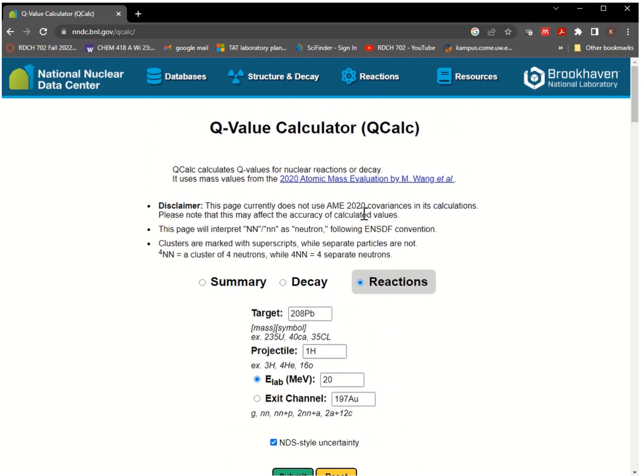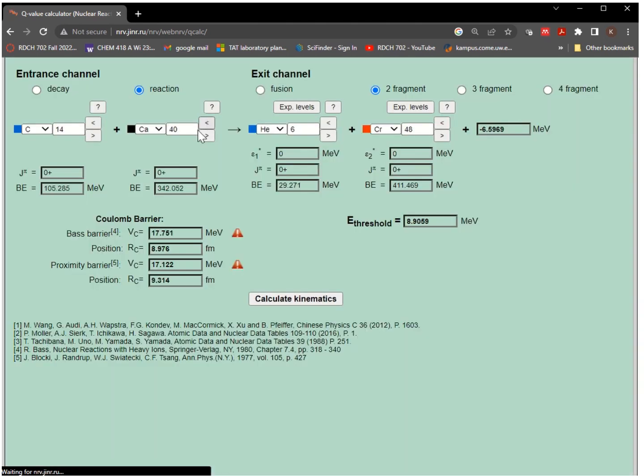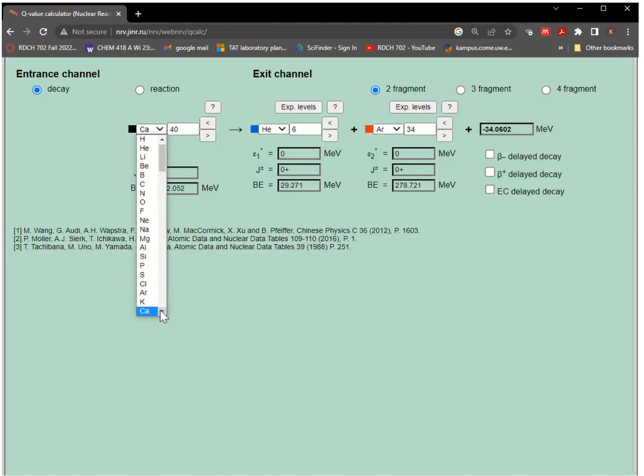So you see from this Q value calculator site, you can get lots of information for a summary of an isotope, a specific decay, or any reaction you can possibly think of. The site from Russia is similar. It has a database. You can discuss decays, so we can start with our bismuth-212 decay. Let's just make it go to an alpha particle and thallium-208, and we get the Q value.